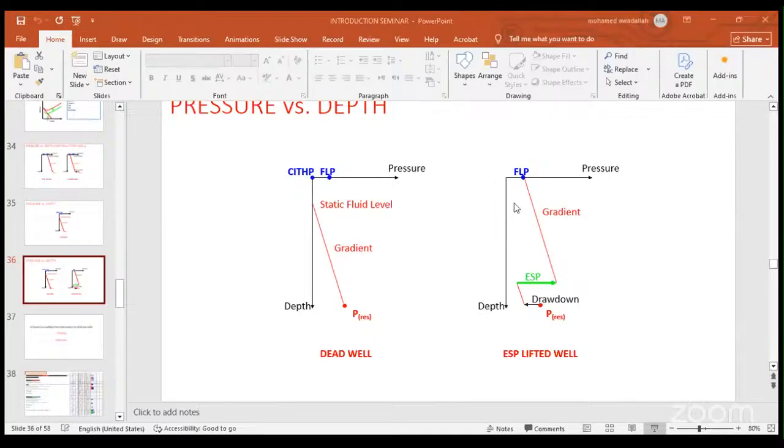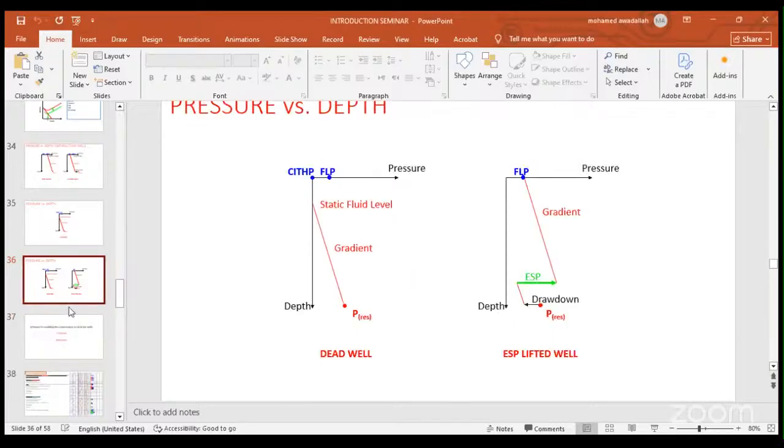So I draw the gradient, and it will intersect with the x-axis, which is pressure at surface, with a flowing wellhead pressure. I have here a drawdown because the ESP will cause a drawdown, a decrease in the bottom hole flowing pressure. So the flow will move from the reservoir to the bottom hole. Then the pump will increase the pressure. Here, as we can see, the gradient will make the fluid reach the surface.